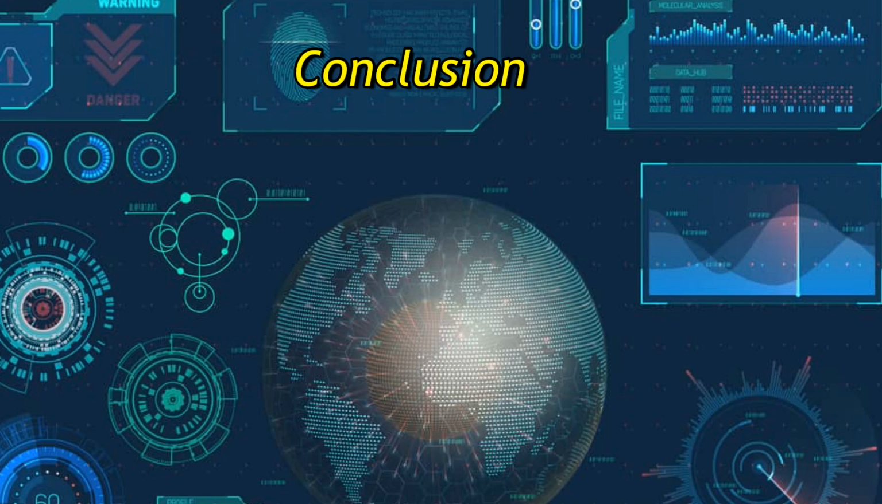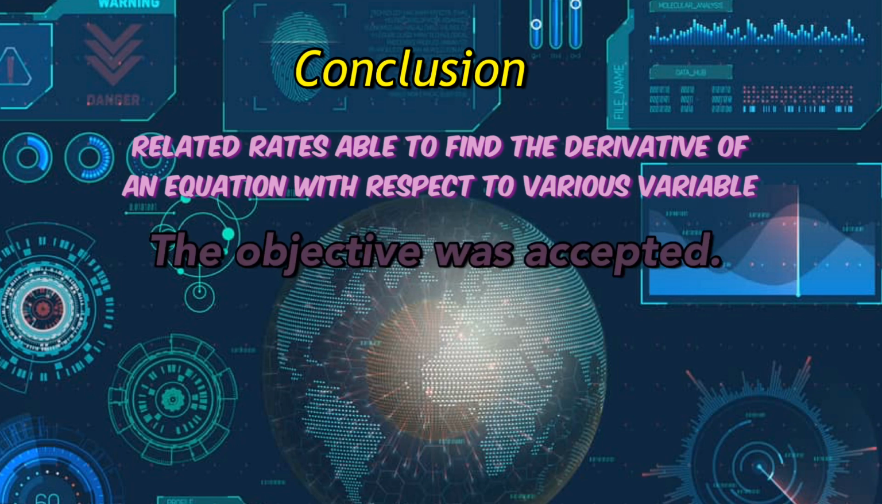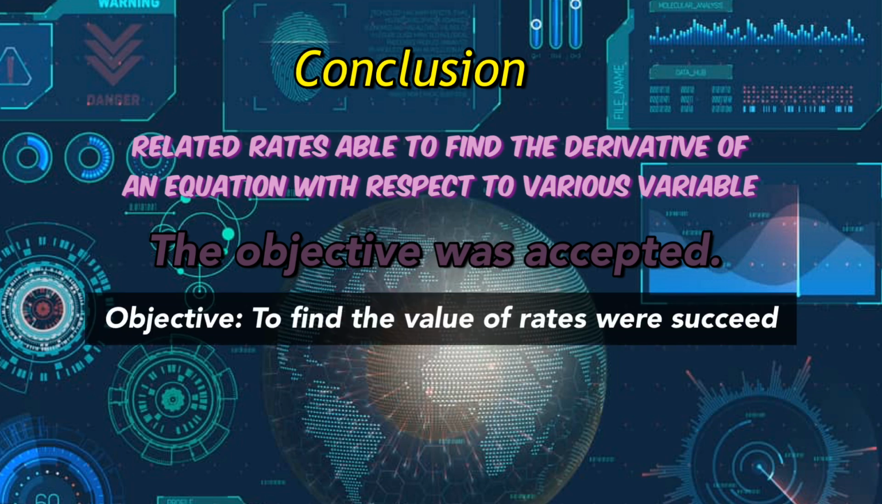Here is the conclusion. We can say many things can relate to each other in real life. Related rates are able to find the derivative of an equation with respect to various variables. Related rates are also able to solve various rate of change applications. We can conclude that the objective was achieved. The solution we used to find the value of rates succeeded.